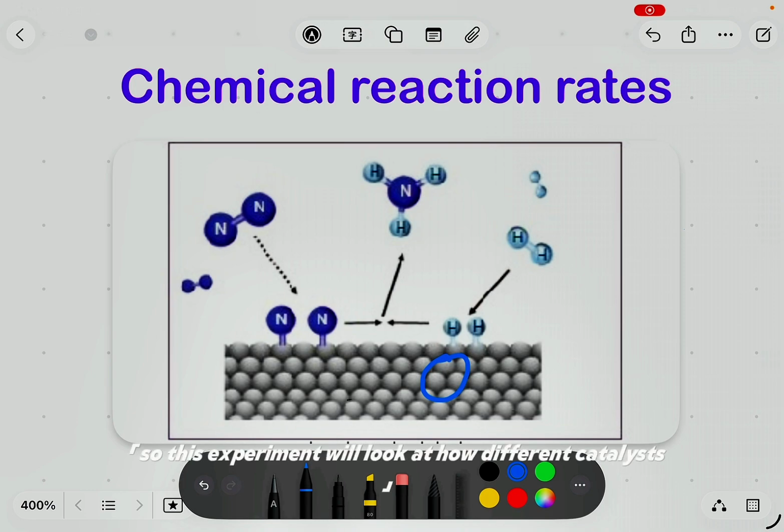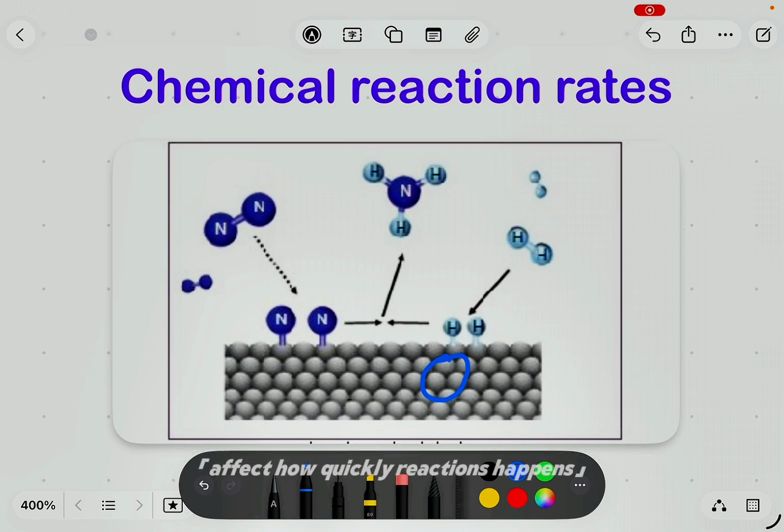This experiment will look at how different catalysts affect how quickly reactions happen. It does this by comparing the effects of 3 catalysts, MnO2, potatoes, and yeast, on how fast 3% hydrogen peroxide breaks down, and the results of the experiment are then connected to what happens in everyday life.